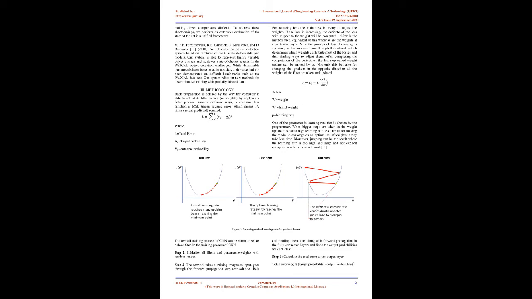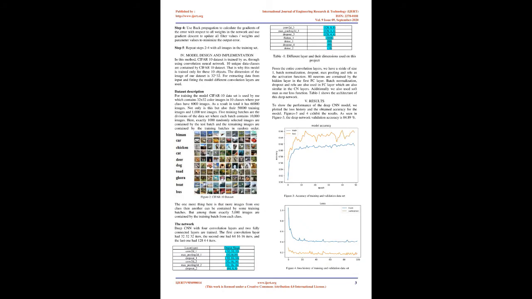The network takes the training images as input, goes through the forward propagation step, convolution, ReLU, and pooling operations along with forward propagation in the fully connected layer, and finds the output probabilities for each class. Step 3. Calculate the total error at the output layer. Total error equals 1/2 (target probability - output probability)^2.